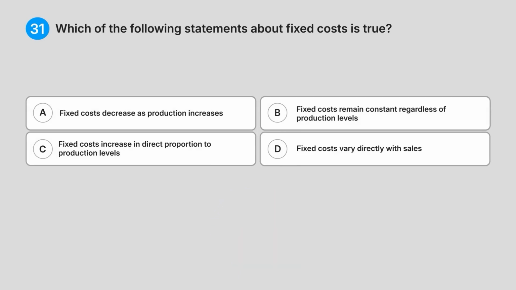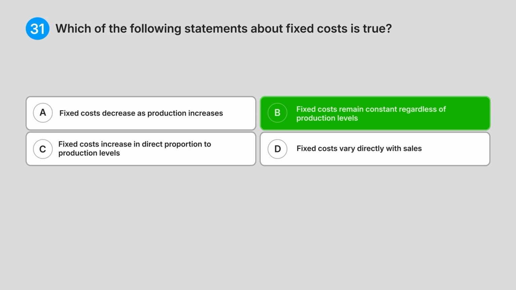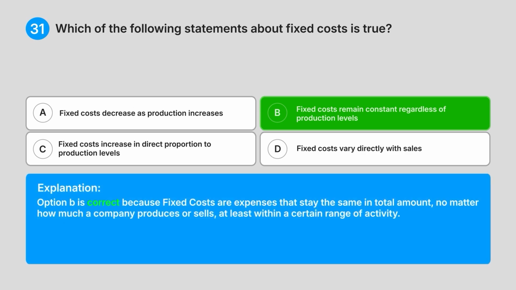Correct answer, B. Fixed costs remain constant regardless of production levels. Explanation. Option B is correct because fixed costs are expenses that stay the same in total amount, no matter how much a company produces or sells, at least within a certain range of activity.